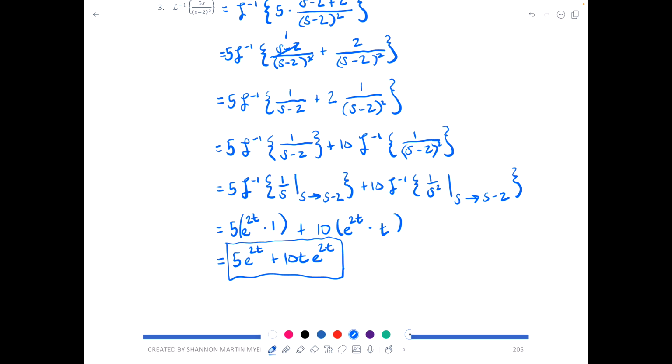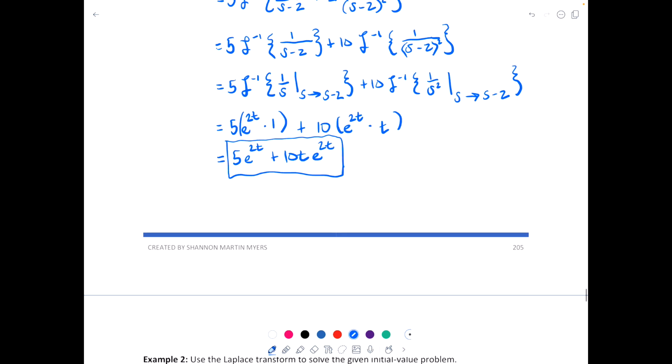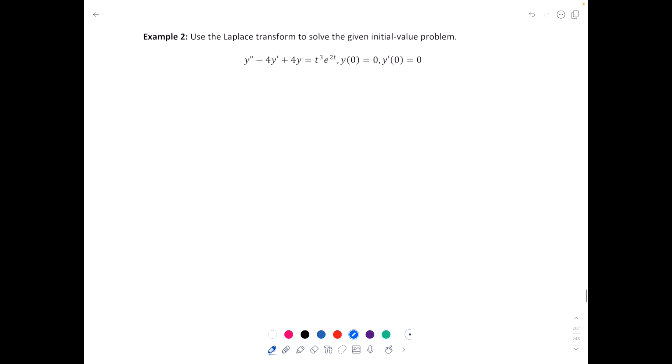Cool? All right. Next up, we have an initial value problem, and we want to use the Laplace transform to solve it. So y double prime minus 4y prime plus 4y equals t cubed times e to the 2t, y at 0 is 0, and y prime at 0 is 0. So here we go.